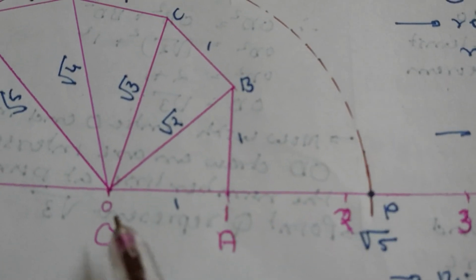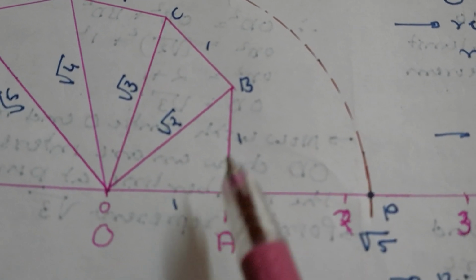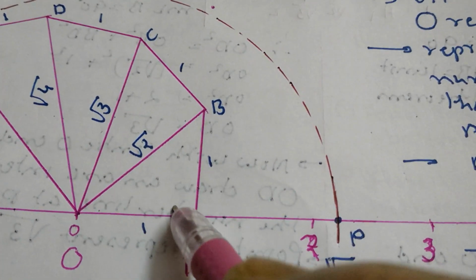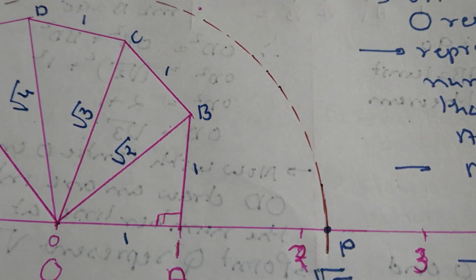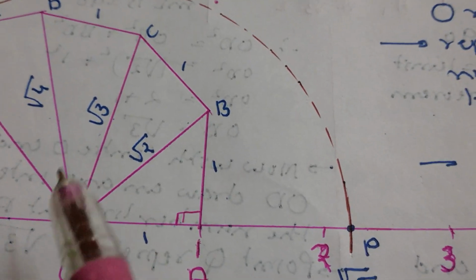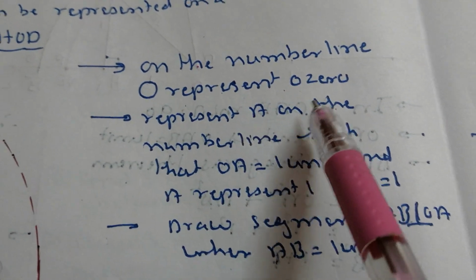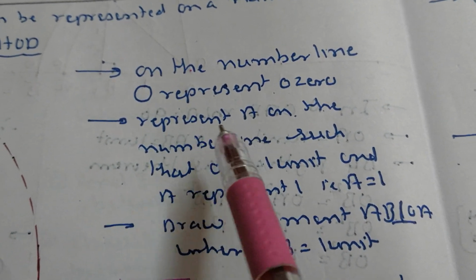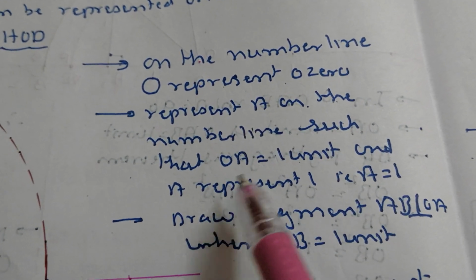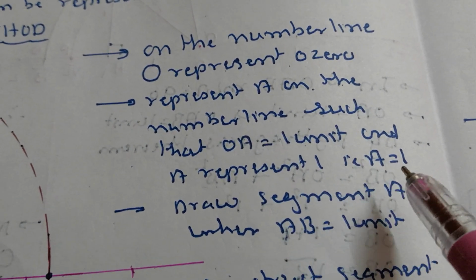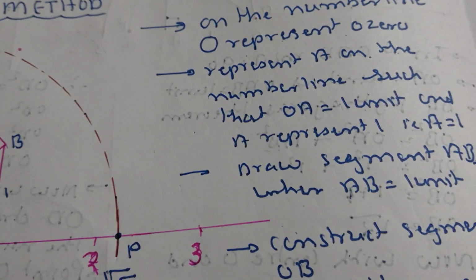Dear friends, in the same way, OA is equal to 1 unit. I have drawn AB perpendicular to OA so that the measure of angle A is 90 degrees. So I have to find out the hypotenuse OB. The same thing I have written over here. On a number line, O represents 0. Represent A on the number line such that OA is equal to 1 unit and A represents 1.